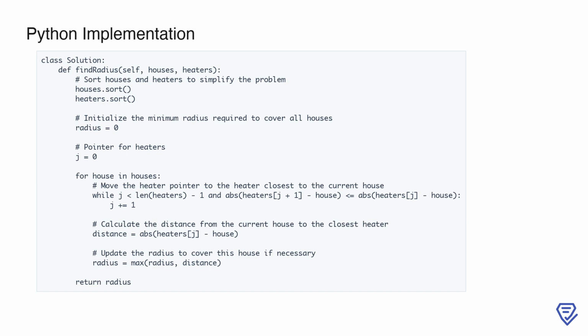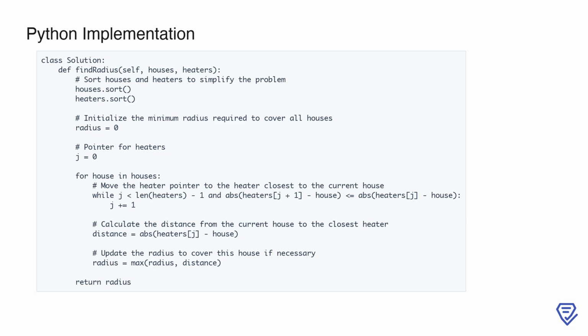5. Distance calculation. Once the closest heater for a house is determined, the absolute distance between the house and the heater is calculated. 6. Radius update. The radius is updated to the maximum of its current value and the distance for the current house. This ensures that the radius always accounts for the farthest house from its closest heater. 7. Result. After all houses are processed, the radius variable contains the minimum heater radius required to cover all houses, which is returned as the result.